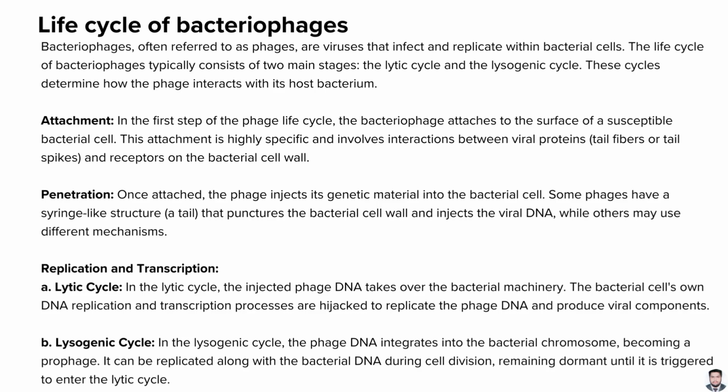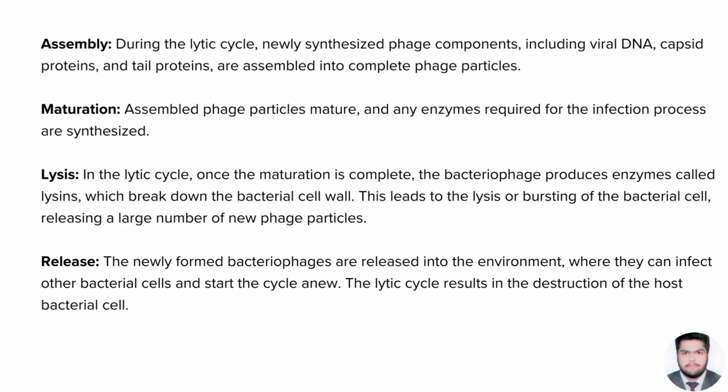Point B. Lysogenic cycle. In the lysogenic cycle, the phage DNA integrates into the bacterial chromosome, becoming a prophage. It can be replicated along with the bacterial DNA during cell division, remaining dormant until it is triggered to enter the lytic cycle.